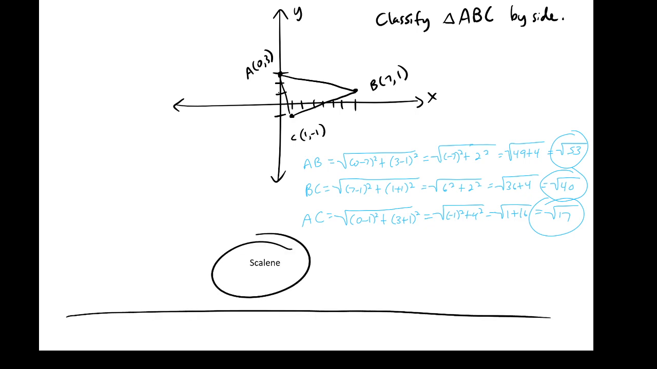Now, if you do this on a test and you just guessed, you just gave me one of those answers, scalene, isosceles or equilateral, I wouldn't give you any points because it's just purely a guess. The idea here is that you're trying to deductively prove what it is. So we need to do that calculation.